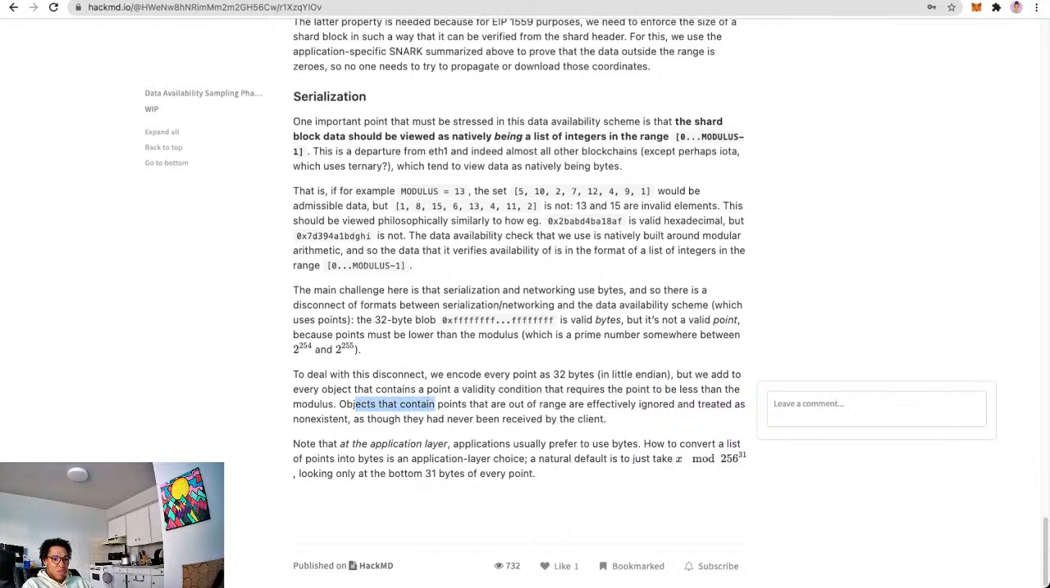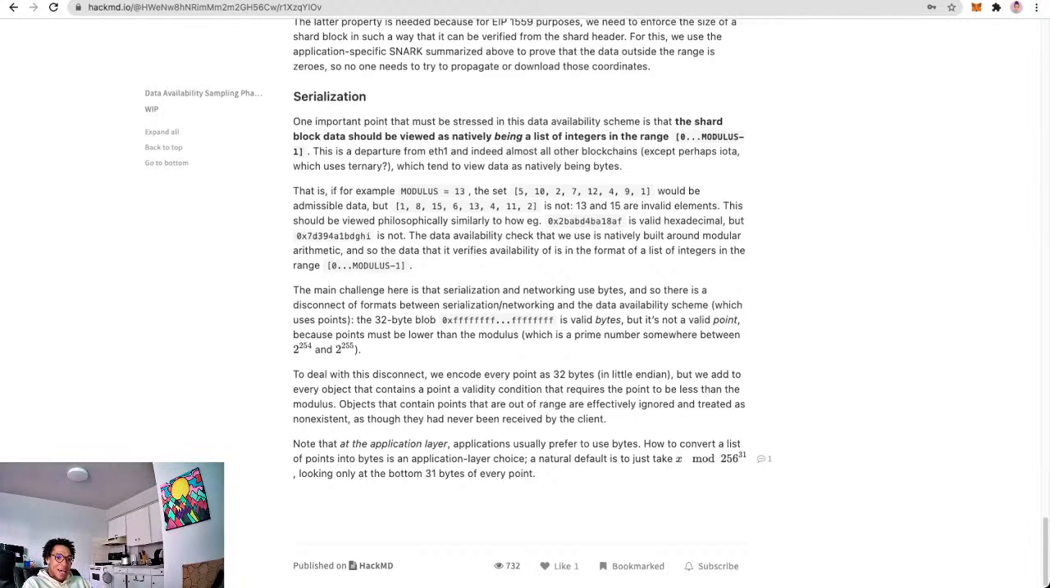Objects that contain points that are out of range are effectively ignored and treated as non-existent, as though they had never been received by the client. So now if your client receives a point that's outside of that modulus, it can just know not to accept it as valid because it's not within the range, the bounds that you're using.